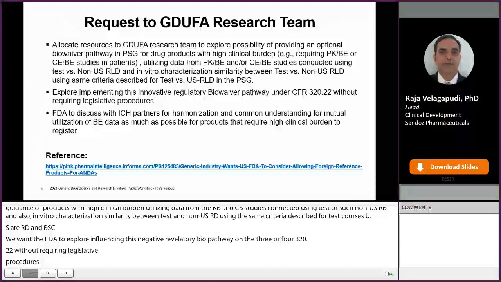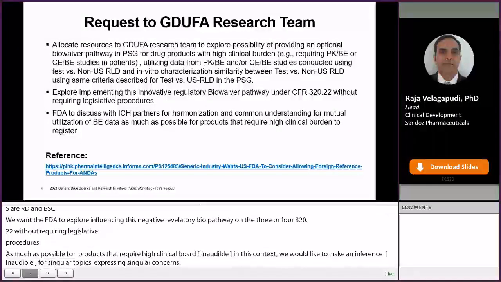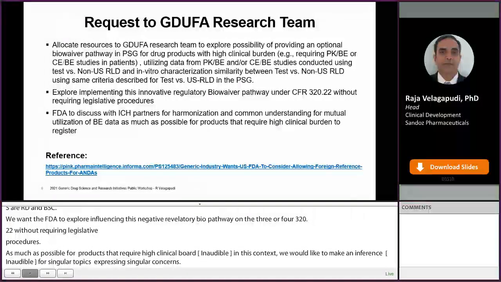In summary, we sincerely hope that OGD can establish a biowaiver pathway, as we propose, to help the generic industry bring some more affordable, quality generic medicines to the US market that now require expensive clinical trials for registration.